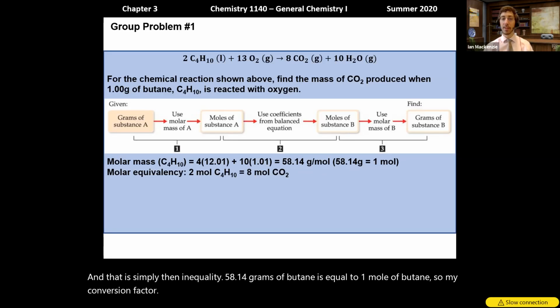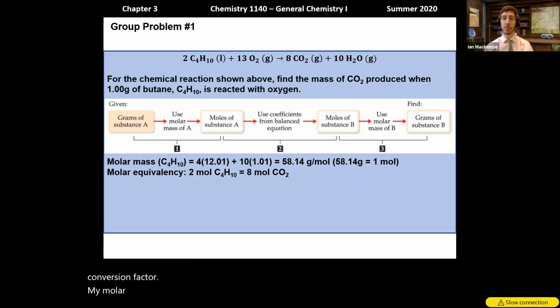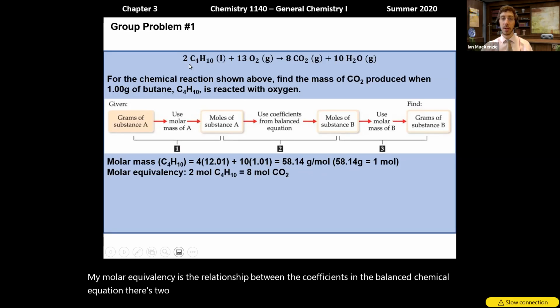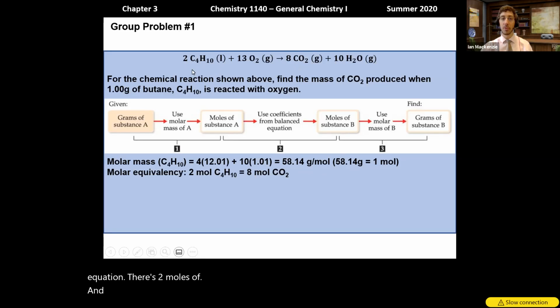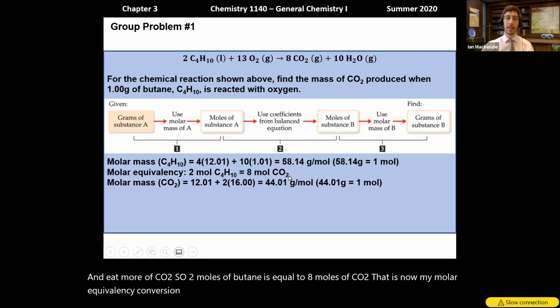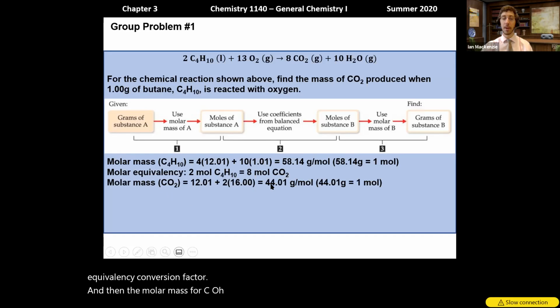My molar equivalency is the relationship between the coefficients in the balanced chemical equation. There's 2 moles of butane and 8 moles of CO2. So 2 moles of butane is equal to 8 moles of CO2. That is now my molar equivalency conversion factor. And then the molar mass for CO2, we can calculate just as above and come out with 44.01 grams is equal to 1 mole of CO2.